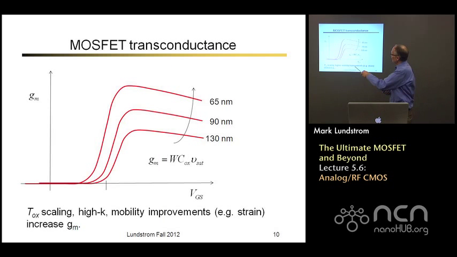If we plot the transconductance versus VGS, below threshold, there isn't much transconductance. Above threshold, it's just width times capacitance times velocity. And what's happened is that as devices have gotten shorter and shorter, the velocities have gotten bigger and bigger, capacitances have gotten bigger too, so the transconductances have gotten large enough that we can do useful things with them.